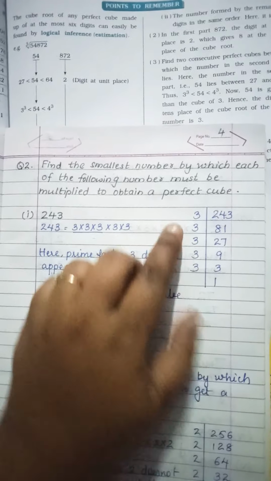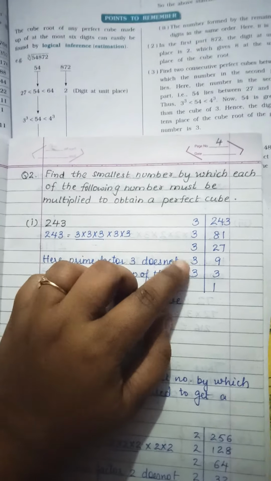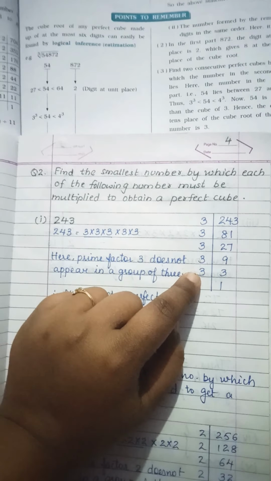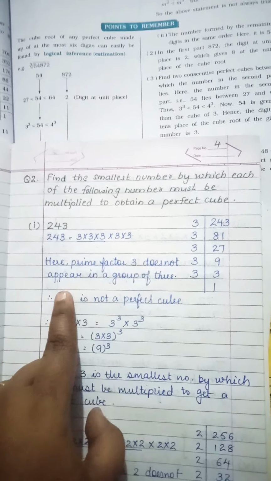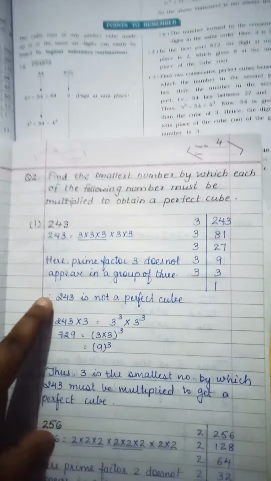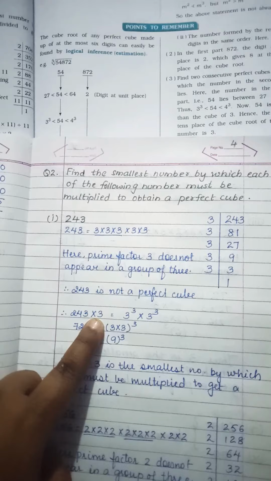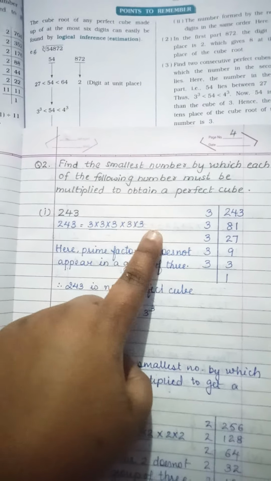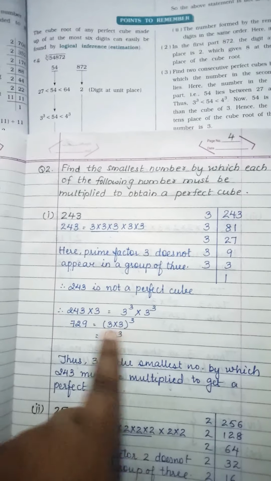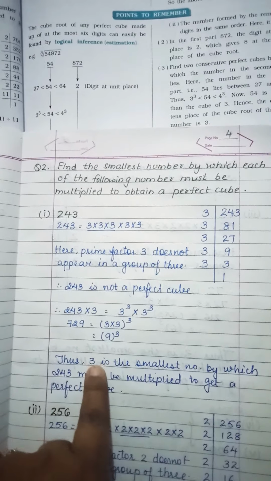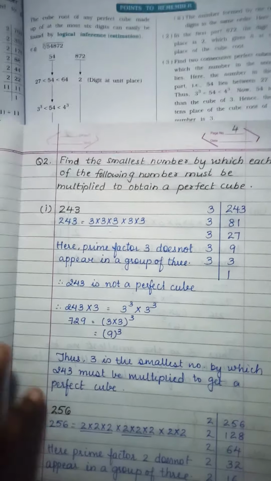See, by taking the LCM we can see that here the group of 3s is one group of cube, and in the next only two 3s are there, one 3 is missing. So I have written: prime factor 3 does not appear in a group of 3, so 243 is not a perfect cube. So what we have to do, we have to multiply by 3, right? So in both ways, the 3 cube will be there. Three 3s give 9 cube, which is 729. Now 3 is the smallest number which makes 243 a perfect cube.